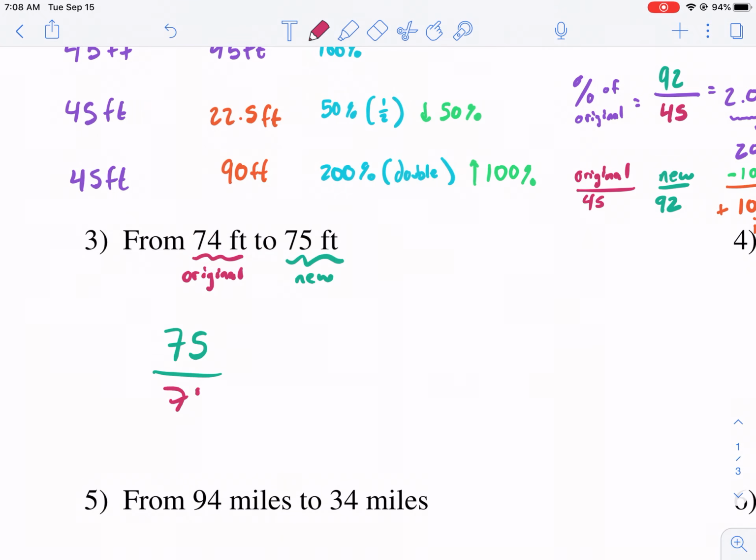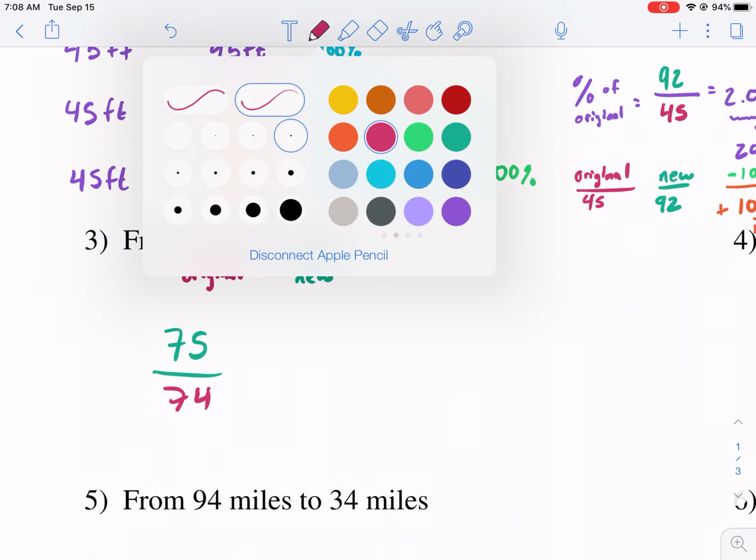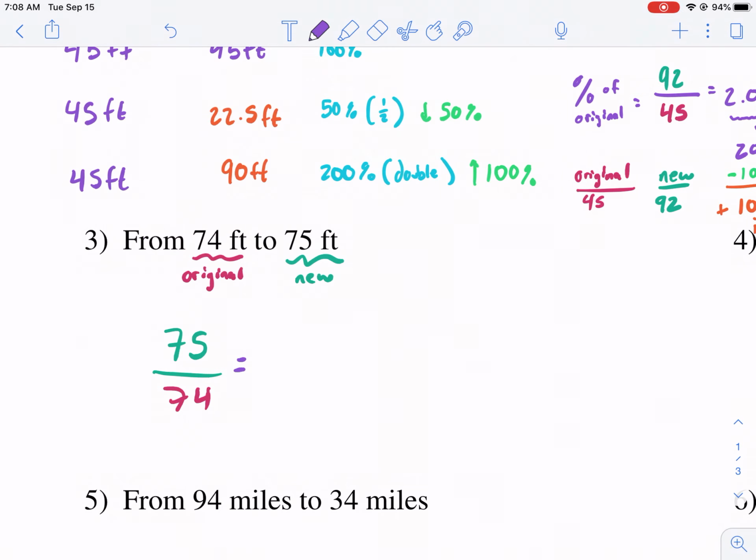Okay, so let's do some pre-work strategy and thinking. 75 is bigger than the original 74. So we know it's going to be a percent increase, but it's only going to be a small percent increase. So let's go ahead and do the division here. We have 75 divided by 74. Remember, this is not telling us our percentage increase. This is just telling us what percentage value of the original the new is.